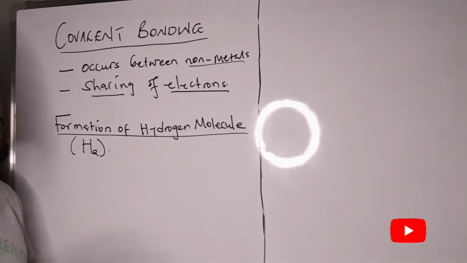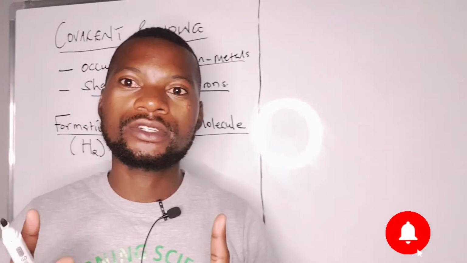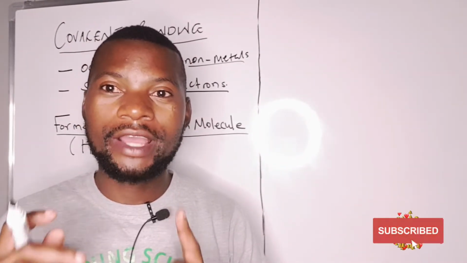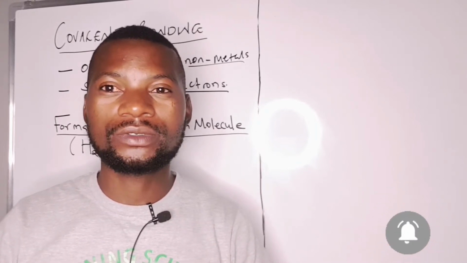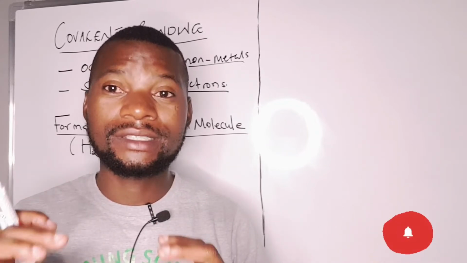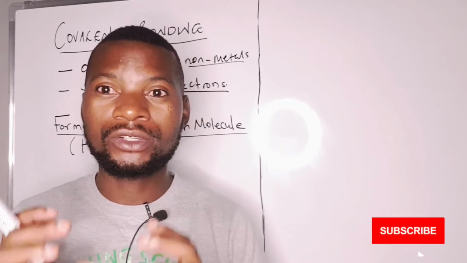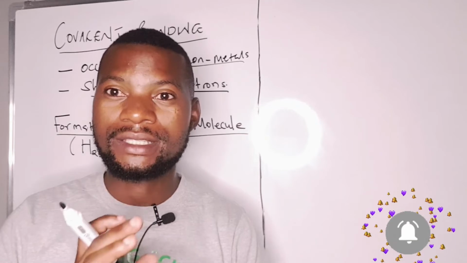So hydrogen molecule is formed when two hydrogen atoms are put together. The putting together of two hydrogen atoms requires the sharing of electrons so that each atom of hydrogen is stable in its state. So the stability of these two atoms requires them to share the electrons amongst themselves.